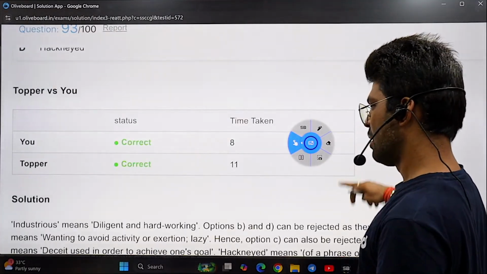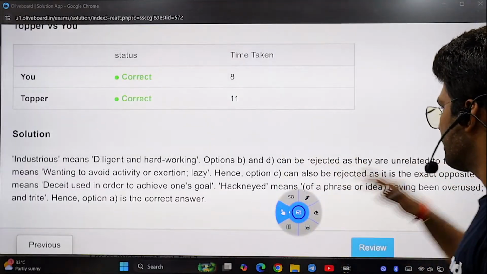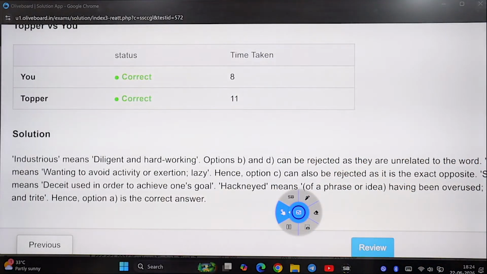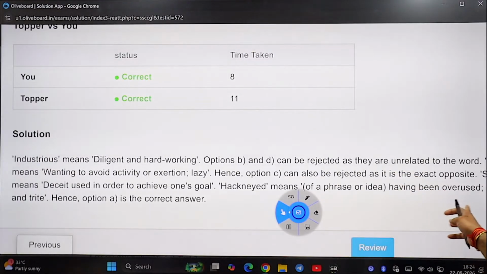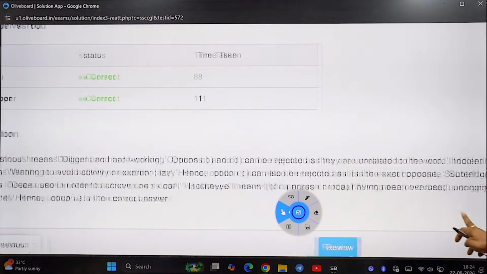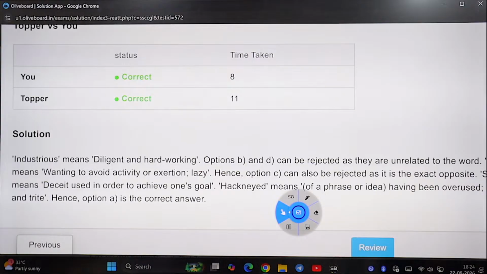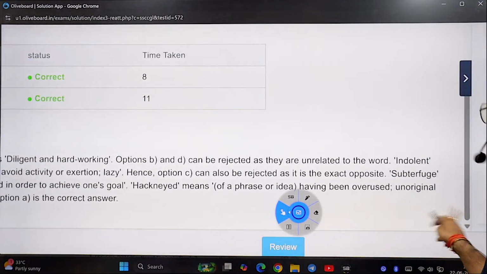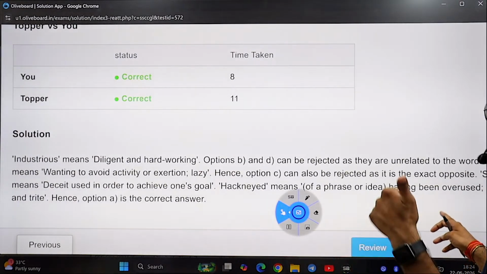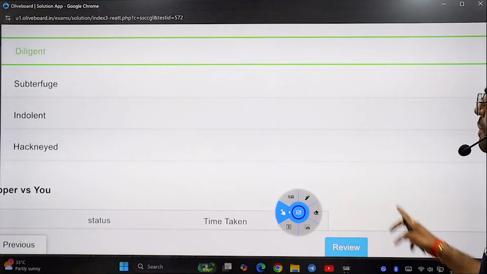Subterfuge. Industrious, hardworking. Indolent, lazy. Yep. Subterfuge means deceit used in order to achieve one's goal. Okay, this is deceit. Hackneyed, overused, having nothing new. Cliche, unoriginal, trite; deceit, this is subterfuge. Okay.